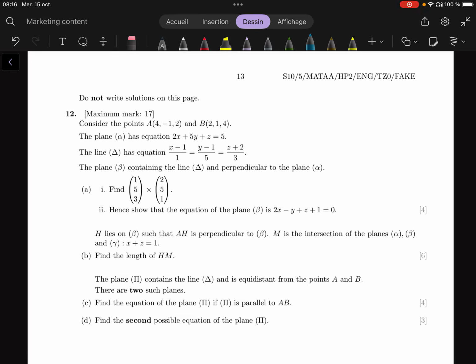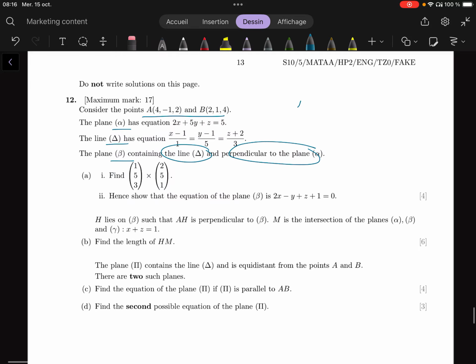Hey yo, this is question 12 on the N25 mock exam paper 2. This is a vectors question, and as always, I highly recommend sketching the problem out. We have two points A and B, we have the plane alpha, we have the line delta, and we have a plane beta containing the line delta and perpendicular to the plane alpha.